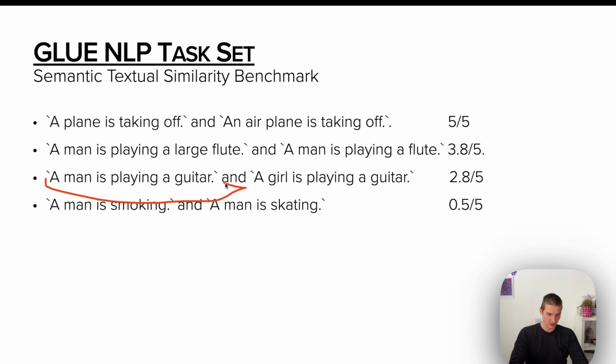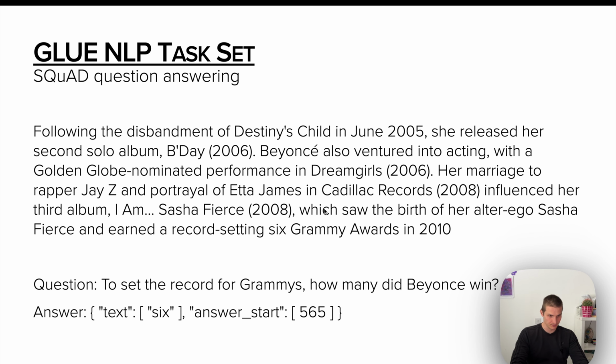A man is playing a guitar, a girl is playing a guitar. These labels come from human assessors, so basically they consider that the man changing to a girl is a much more important detail than whether the flute is large or not. And then a man is smoking and a man is skating, completely different things. So it's completely not similar text.